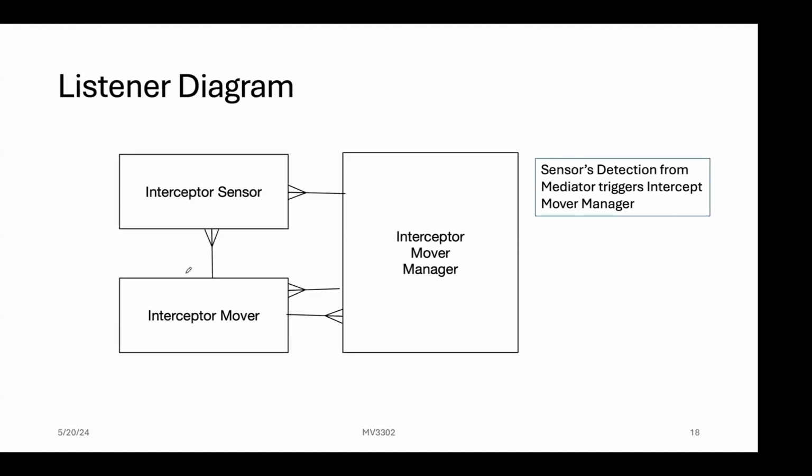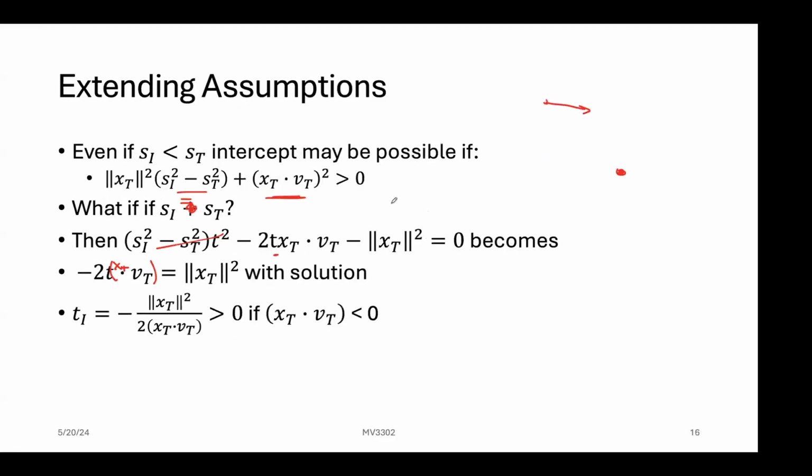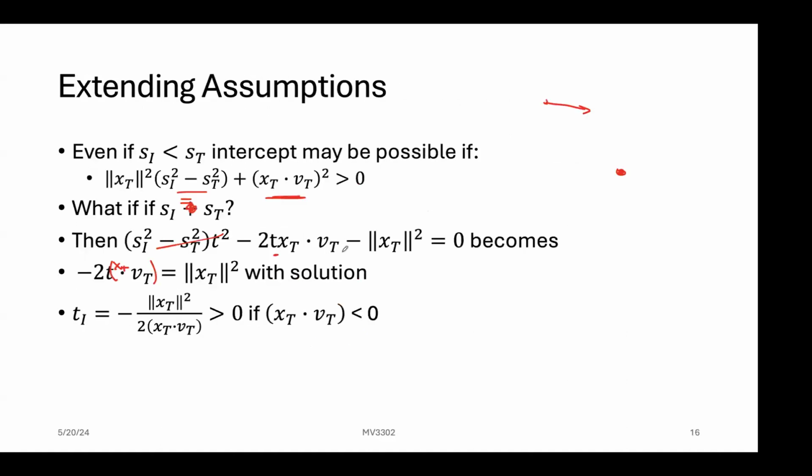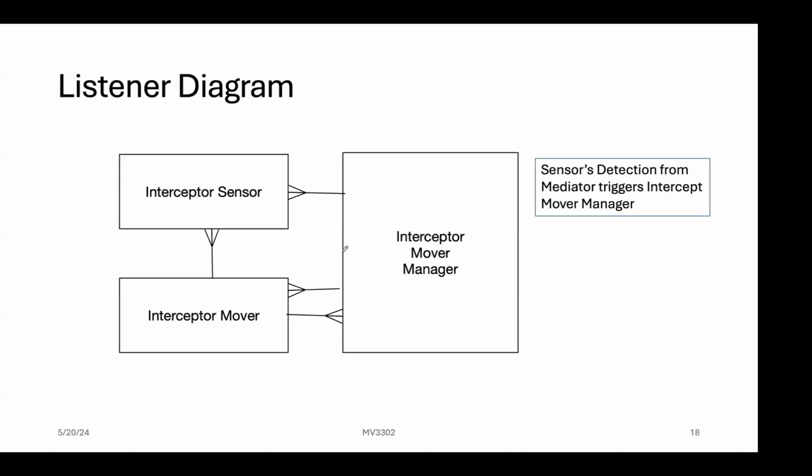Now, let's see, that's okay. Yeah, so here's how that might look. If our interceptor would have a mover, we have a sensor, and then we would put this into a mover manager. And so that mover manager would implement this logic. It would basically do this computation, figure out whether we can detect it or not, can intercept it or not, and then schedule the move to, if possible.